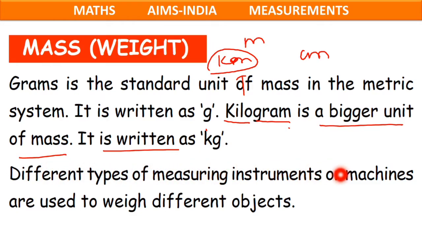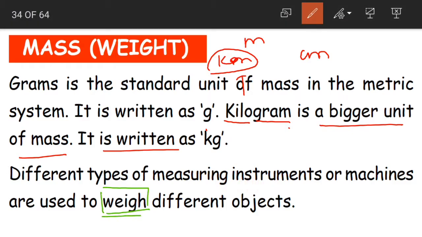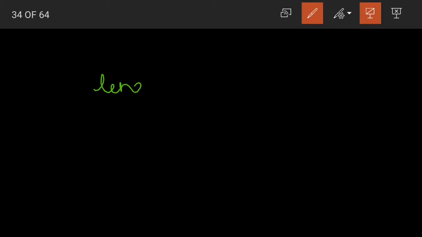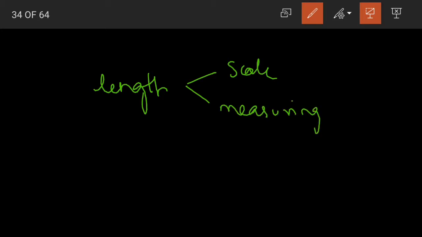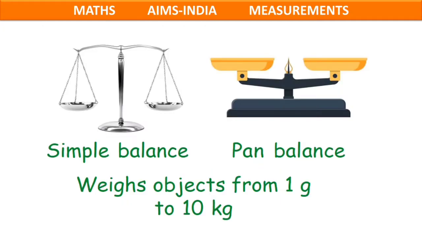Different types of measuring instruments or machines are used to weigh different objects. Weigh means to find out the weight. To find out the weight of different objects, we use different types of measuring instruments or machines. Now to find out the length of given objects, we used either a scale or ruler, or we have learned that a measuring tape is also used to measure the length or distance.